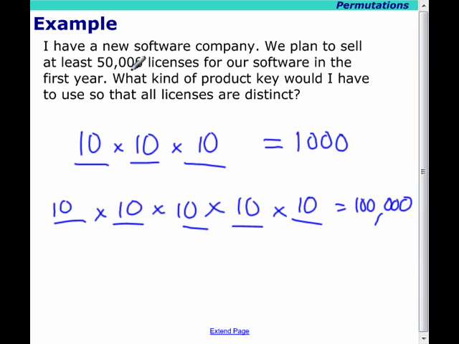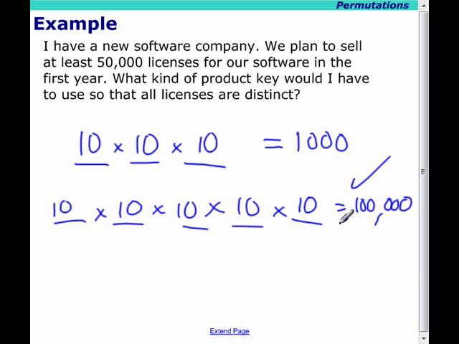100,000 licenses. I want to have at least 50,000. 100,000, that should cover it. All I'd have to do is just have a 5-digit product key, and I would have 100,000 different license keys for that. But maybe my product is really cool and it's going to sell to everybody, like a Cabbage Patch doll. Okay, again, that dates me.